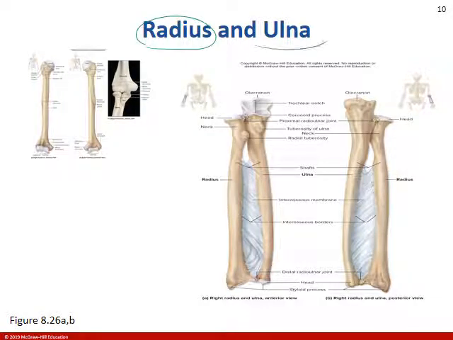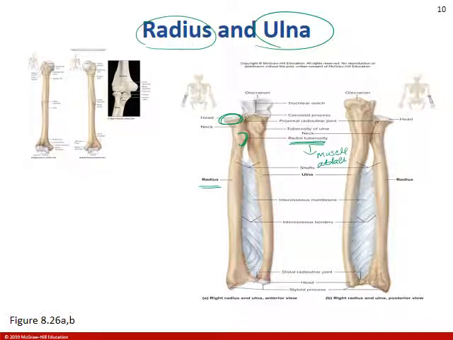Here we have the radius and the ulna. Let's look at the radius first. Here's the radius. We can see the head of the radius, and we can also see the radial tuberosity. So this little roughed projection, radial tuberosity. If you hear the term tuberosity, this is probably going to have something to do with muscle attachment, right?